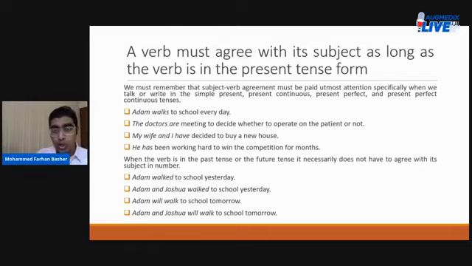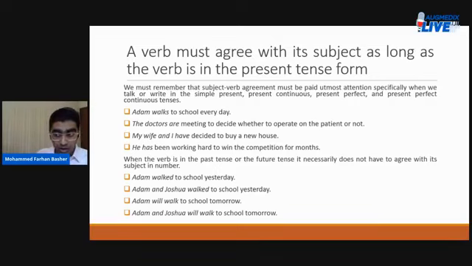Therefore, the agreement works only when the sentences are in the present tense. So if the sentences are not in the present tense, but maybe in the past tense or the future tense, then your subject and its verb do not have to agree with each other. Adam will walk to school tomorrow. This sentence, the third example here, is in the future tense. Adam and Joshua will walk to school tomorrow.